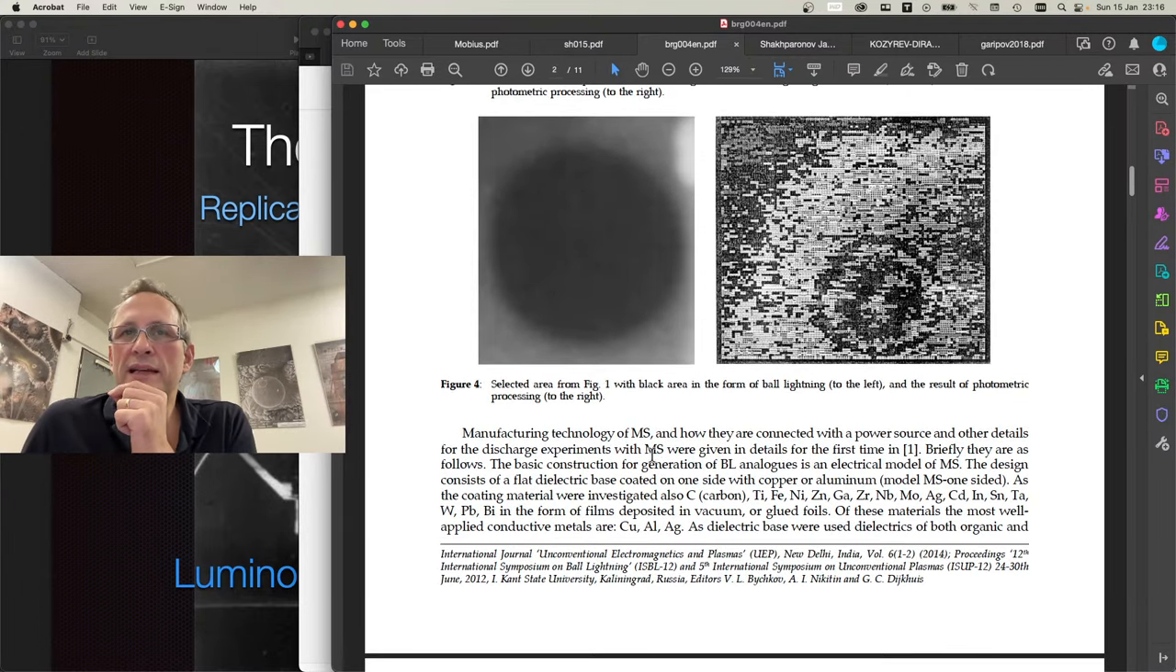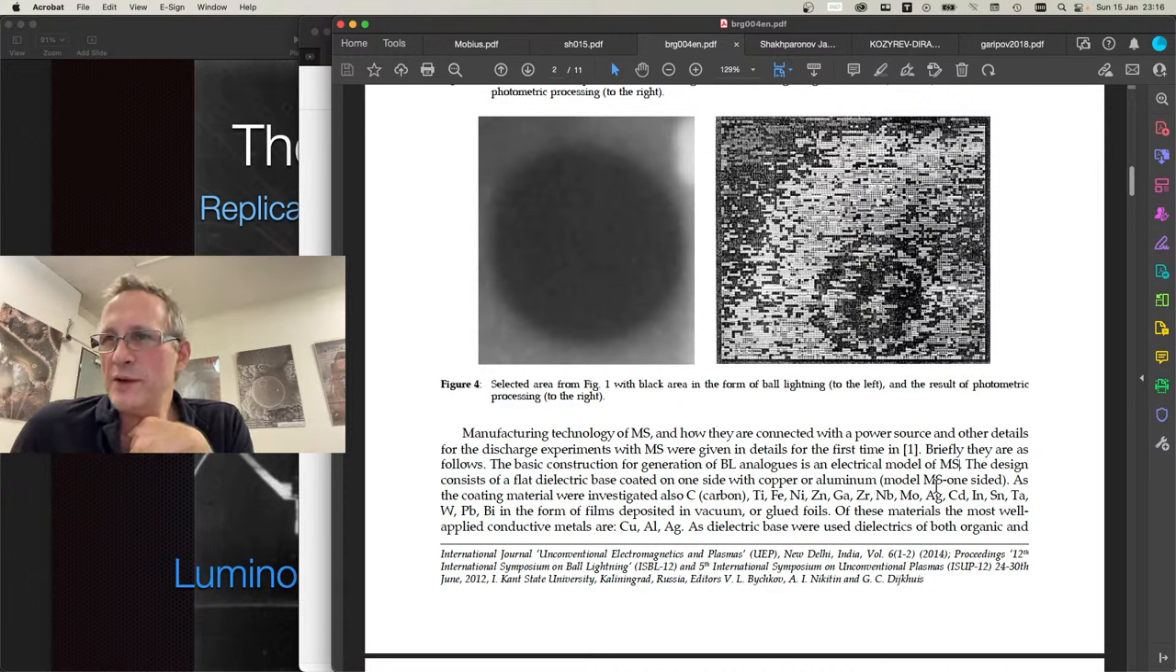Right, manufacturing technology of Möbius strips and how they connected with a power source and other details for the discharge experiments with Möbius strips were given in detail for the first time in one. Briefly, they are as follows. The basic construction for generation of ball lightning analogs is an electrical model of Möbius strips. The design consists of flat dielectric base coated on one side with copper or aluminium.